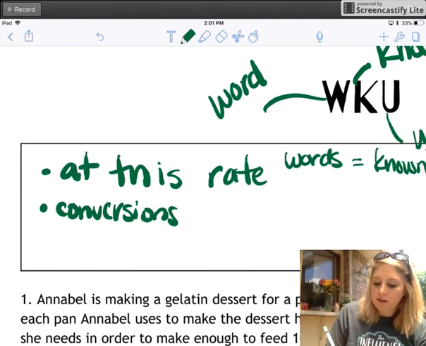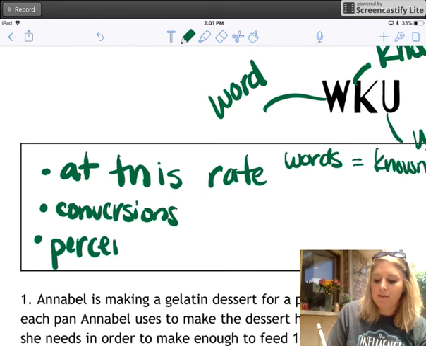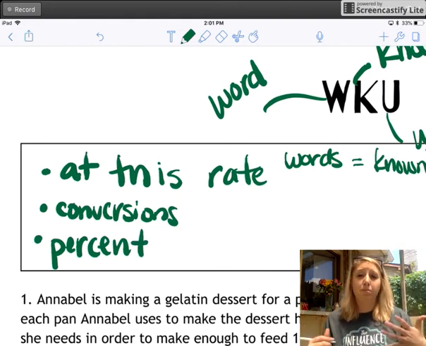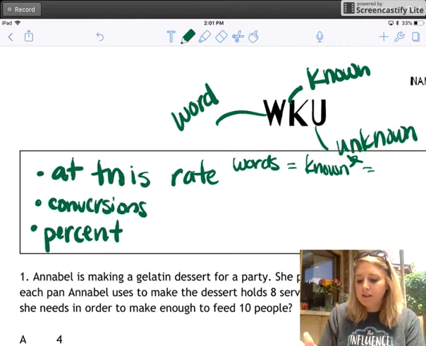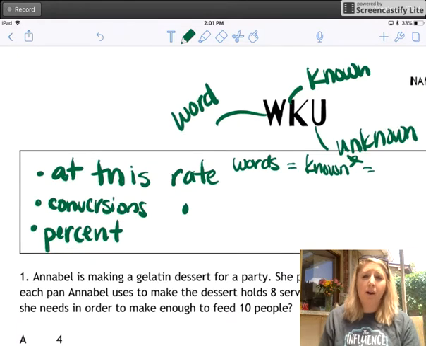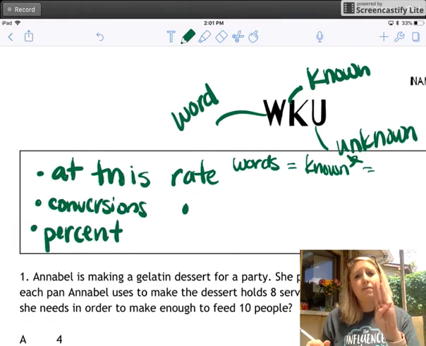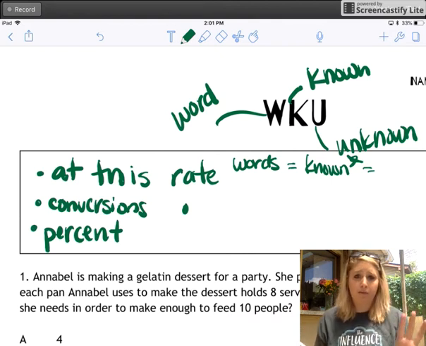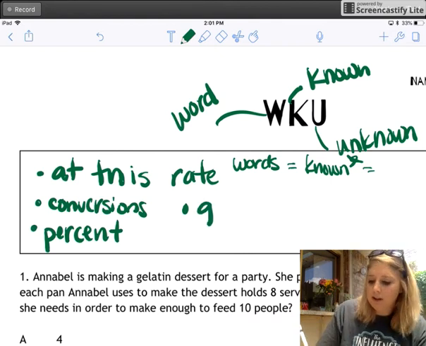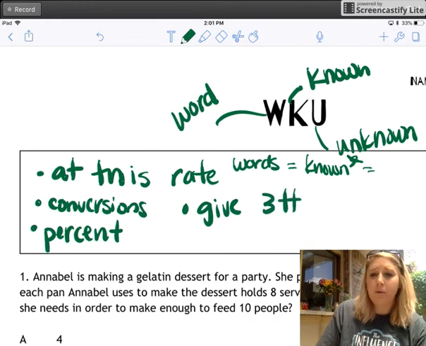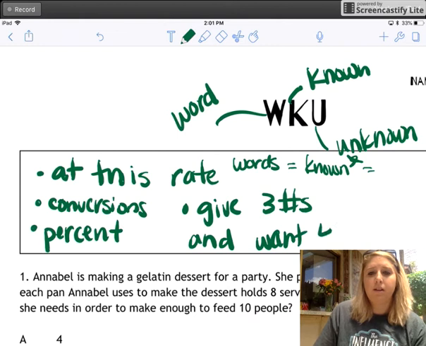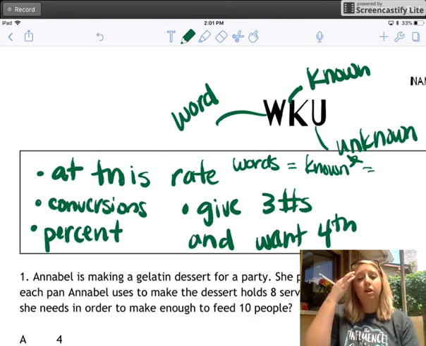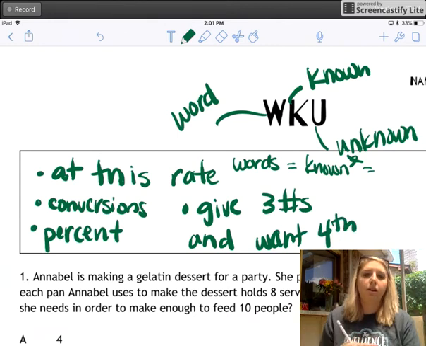Conversions. We do this with percent problems. If I want to know how much percent of something is, we put the percent over 100. I use this, and this is a big one we talked about, but we haven't mentioned lately. If they give me 3 numbers and I want to know the fourth, that's a big clue that we're going to use WKU at this rate.